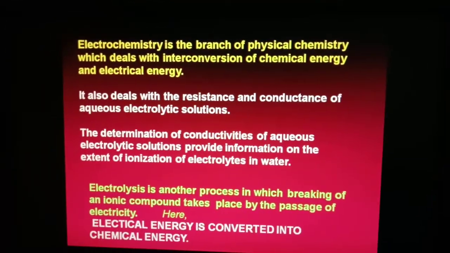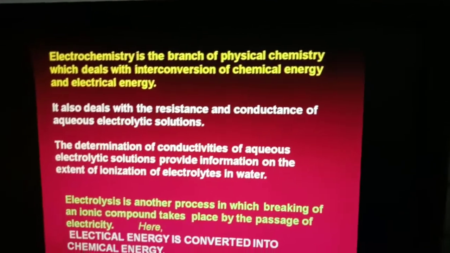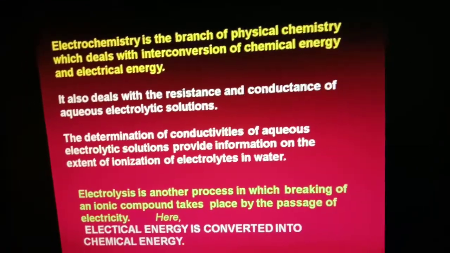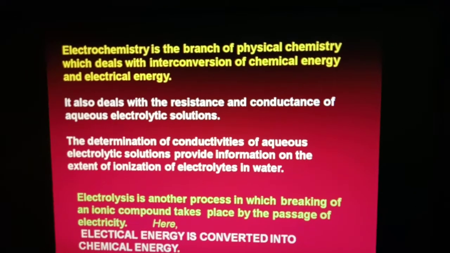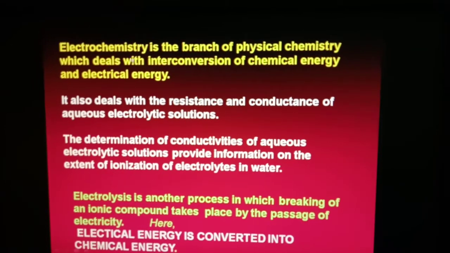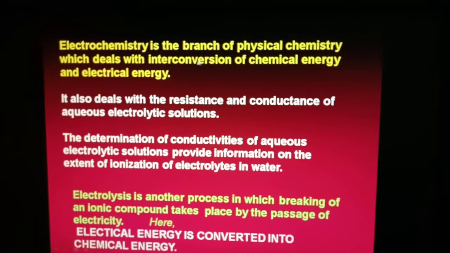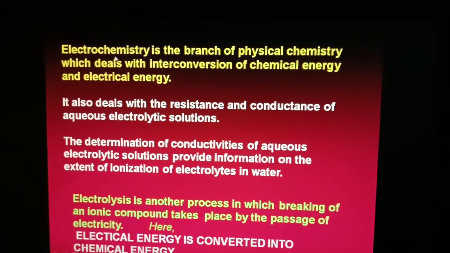In today's lecture, we will study the concept of redox reaction, conductors, its types of conduction, types of electrolytes, conductivity, resistivity and molar conductivity. Beginning first with the definition of electrochemistry. What is electrochemistry?